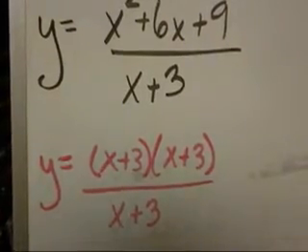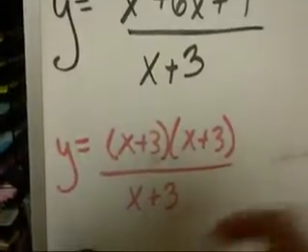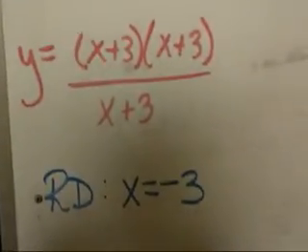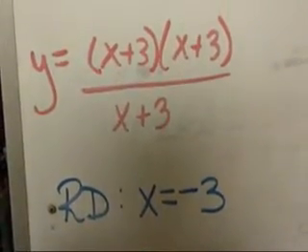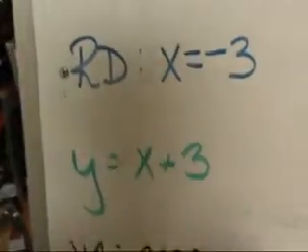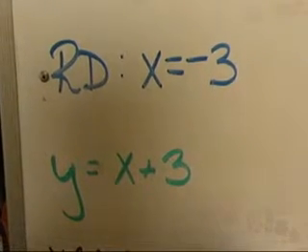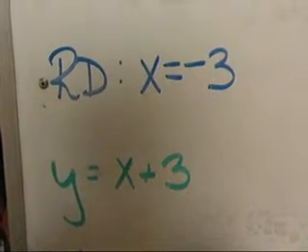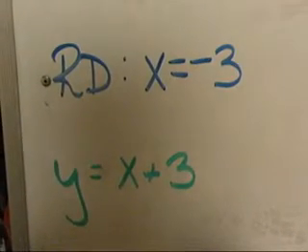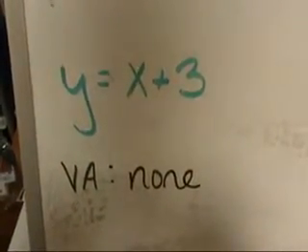That tells me I have a removable discontinuity. I have the same thing at the top and the bottom. Set x plus 3 equal to 0, and we've realized that we have a removable discontinuity at x equals negative 3. After removing that, my function now looks simply like y equals x plus 3. I recognize that. It looks like slope-intercept form, y equals mx plus b. So I have a y-intercept at 3 and a slope of 1. There is no vertical asymptote.